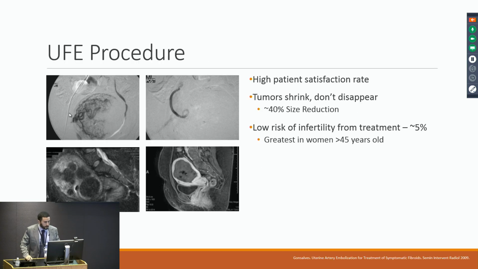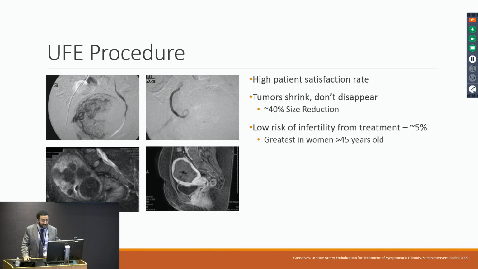So this is the procedure. This is the abnormal tangle of vessels down here supplying the fibroid. We go in with a catheter, we embolize it. You no longer see those vessels. This is pre-procedure. There's the fibroid. That's the fibroid shrunken down and necrotic. It's gone. There is a low risk of infertility for this procedure, but it is lower risk than removing the uterus entirely. So that's what I generally say.